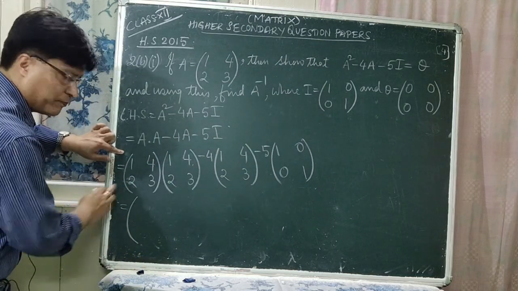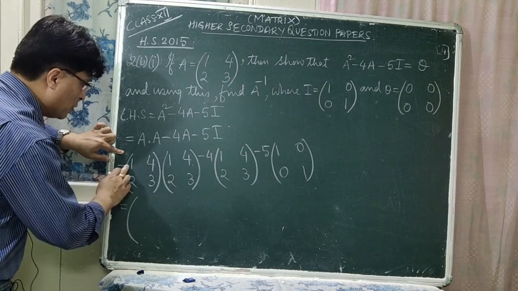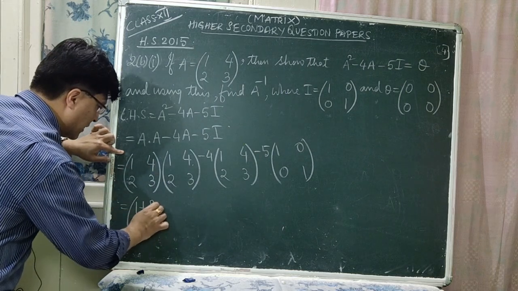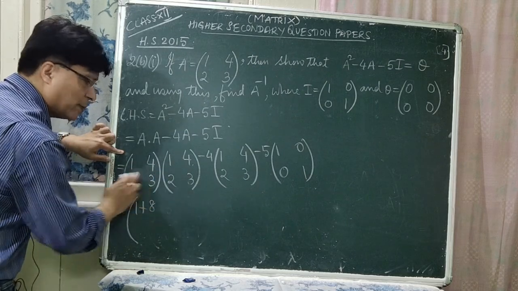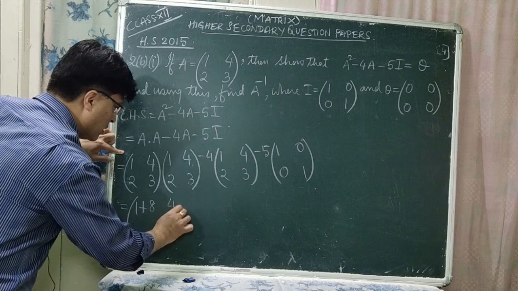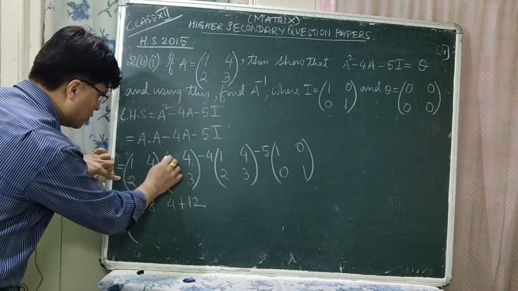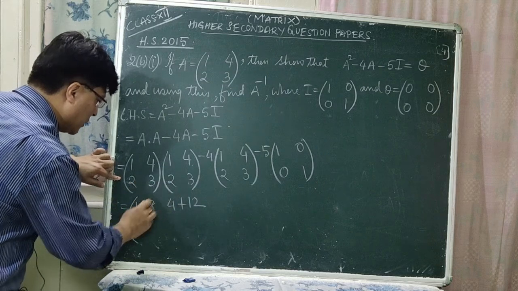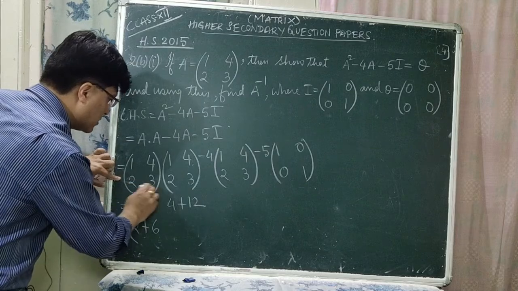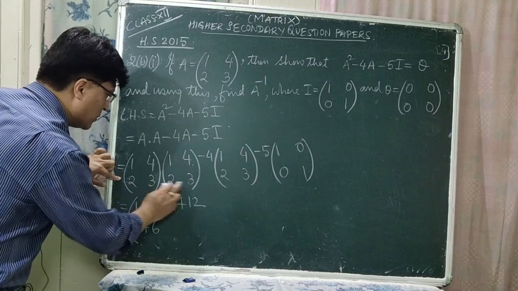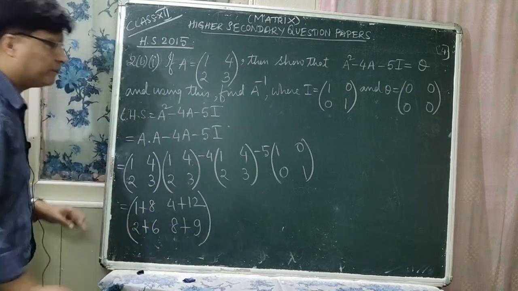First row by first column, corresponding elements should be multiplied, and you have to write it here. 1 1s are 1 plus 4 2s are 8. First row by second column, corresponding elements should be multiplied. 1 4s are 4 plus 4 3s are 12. Again, second row by first column, corresponding elements should be multiplied. 2 1s are 2 plus 3 2s are 6. Again, second row by second column, 2 4s are 8 plus 3 3s are 9.